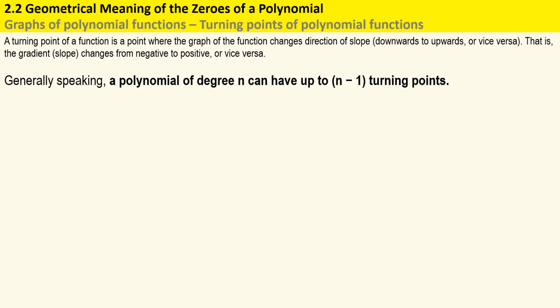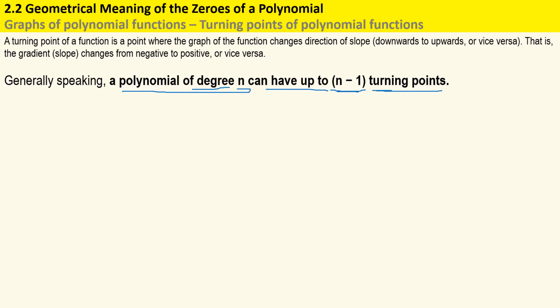Now let's talk briefly about the turning points in the polynomials. Generally speaking, a polynomial of degree n can have up to n minus 1 turning points. So if a polynomial has degree 4, it can have up to 4 minus 1, that is 3 turning points.